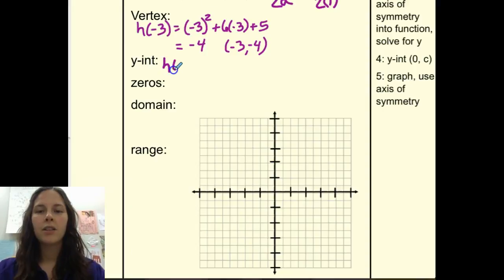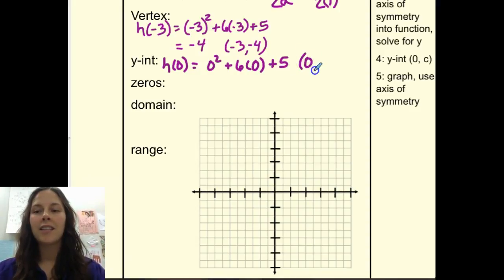Our y-intercept occurs when we substitute 0 in for x. Notice what happens. Those first two terms both have an x value, so they go to 0. The y-intercept then is the c value, or the constant.